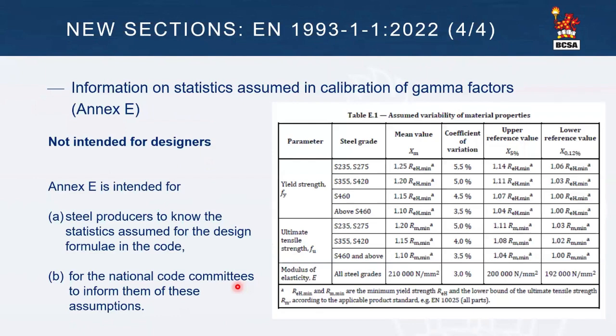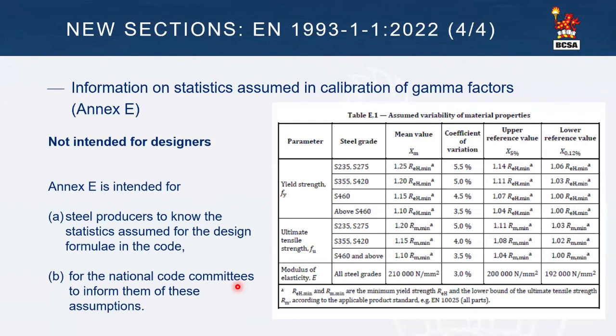The final section I would like to talk about is this new Annex E, which basically contains a list of statistics that are assumed in design formulae in the code. This is not intended for designers to use. This is just an informative annex and will continue as an informative annex in the national annex. This annex is mainly for steel producers to let them know what the code writers expect them to produce. It is expected that this annex will be moved into the product standards where it actually belongs.